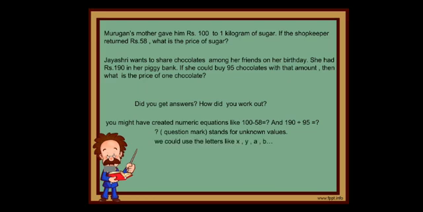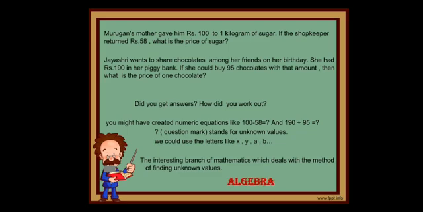Instead of this question mark, we can also use letters like X, Y, A, B, etc. The interesting branch of mathematics which deals with the method of finding unknown values is algebra. In the first question, we don't know the price of sugar, but using the given information, we can find out what is unknown. So algebra is a branch of mathematics which deals with the method of finding unknown values. Here we'll have various methods to find the unknown values.